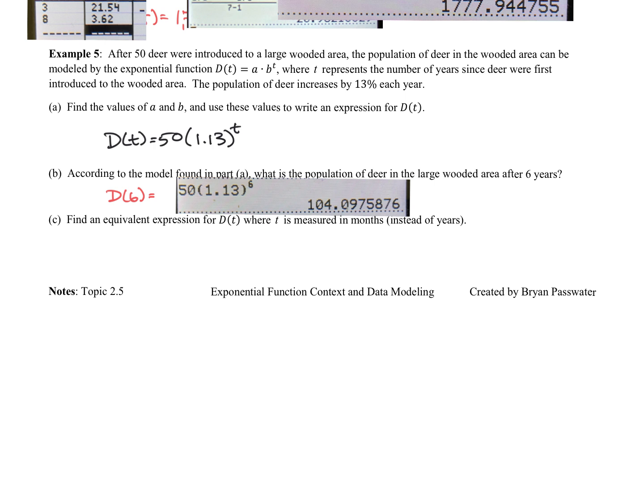All right, part C. Find an equivalent expression for d of t where t is measured in months instead of years. So we need an equivalent expression, but instead of years, we now want months. How many months are there in a year? 12, good. And so d of t would equal 50 times 1.13 to the power of what? Is it 12t? Or is it t over 12? It's t over 12, exactly.